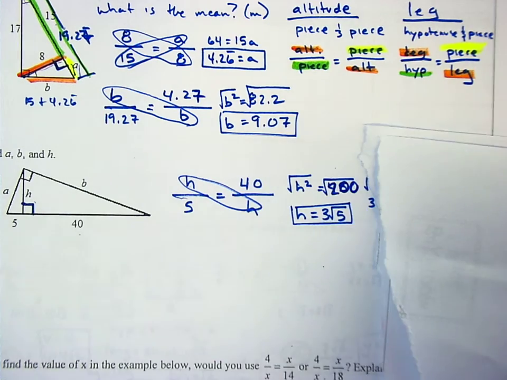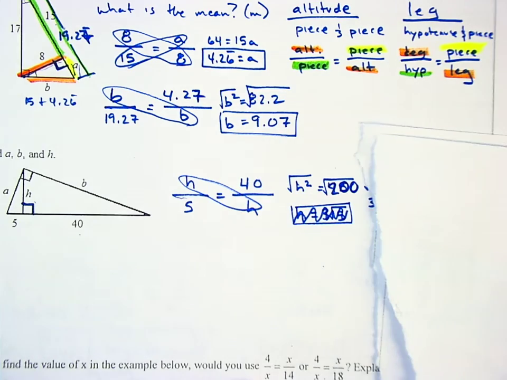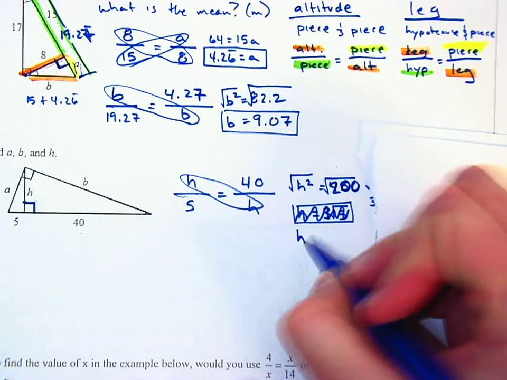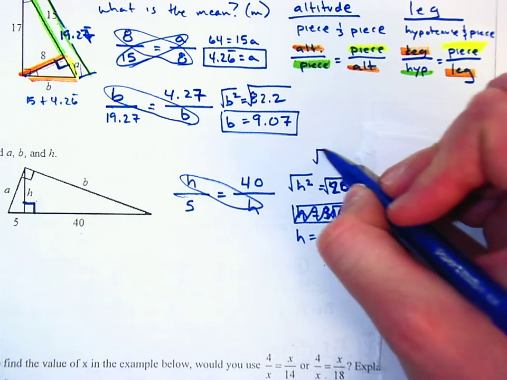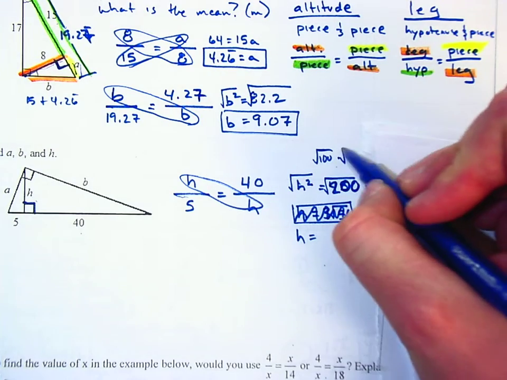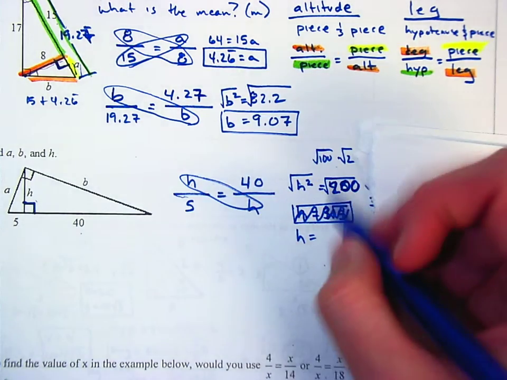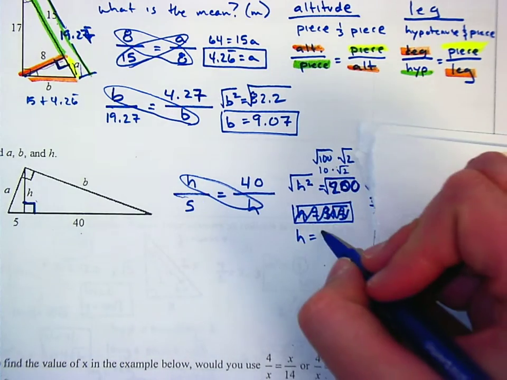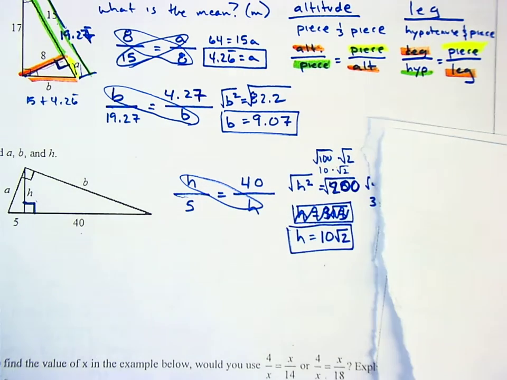And then we need to square root those values so that we can find h. I know that the square root of 200 is square root of 100 times square root of 2. Well, 100 is a perfect square, and that's just 10 times square root of 2. So h equals 10 square roots of 2. Well, that's good news. Now we can move on.